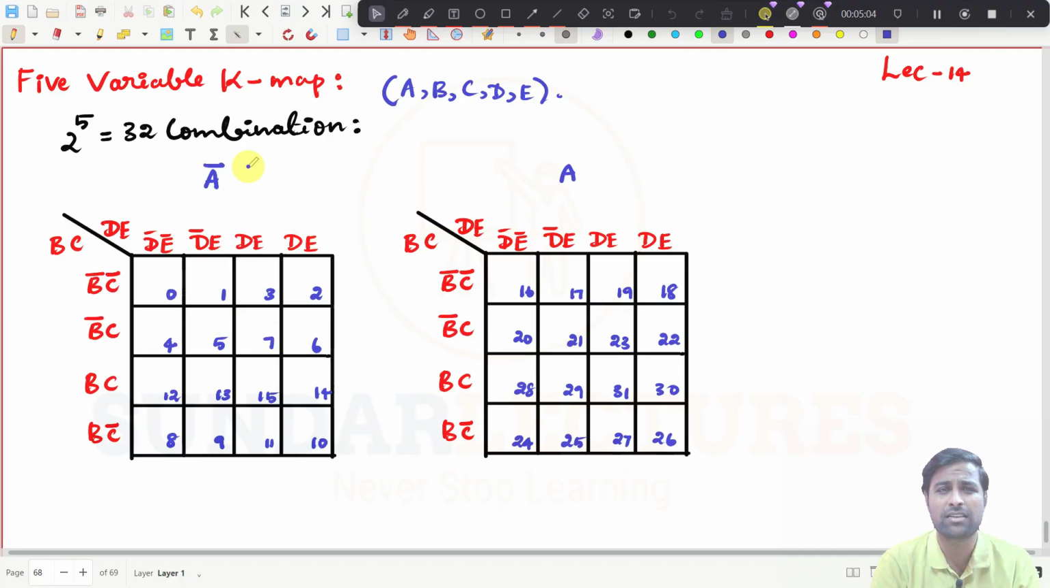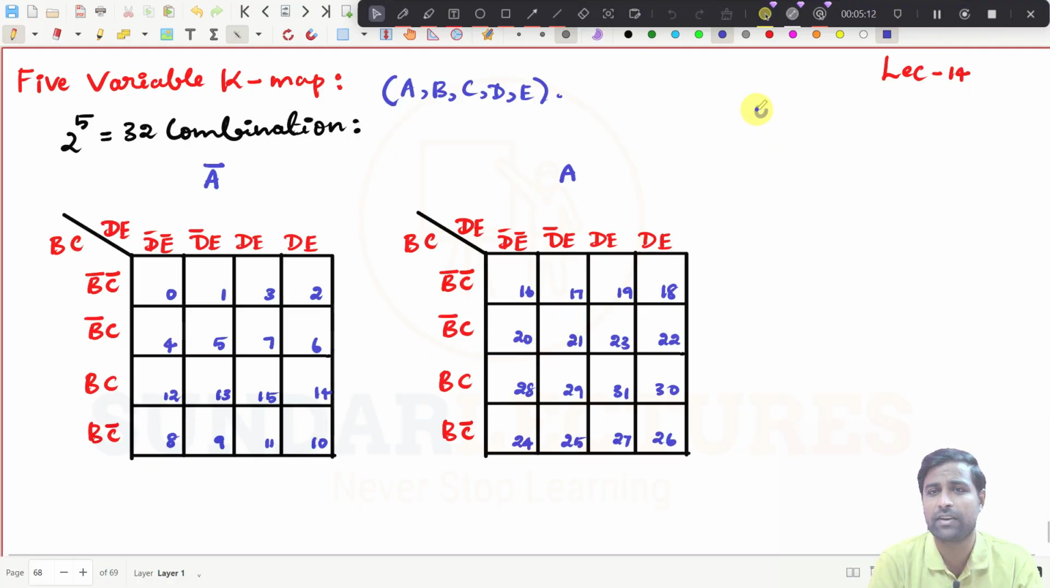What is this A bar and what is this A? If I write the 5 variable k-map, what is my first thing? It will be 0, 0, 0, 0, 0.